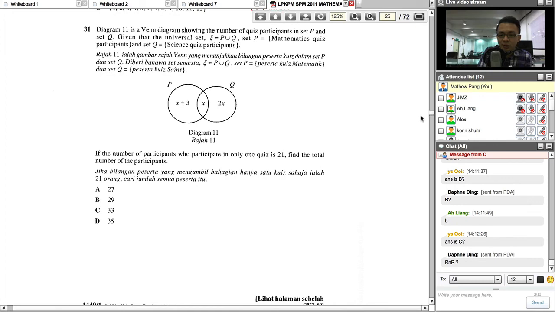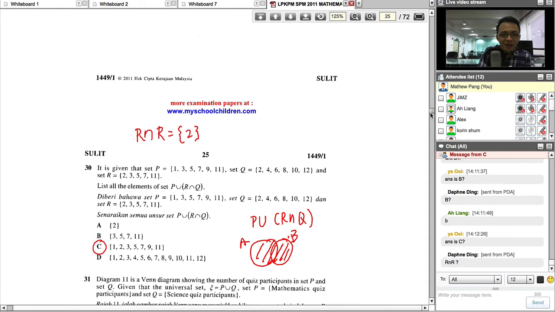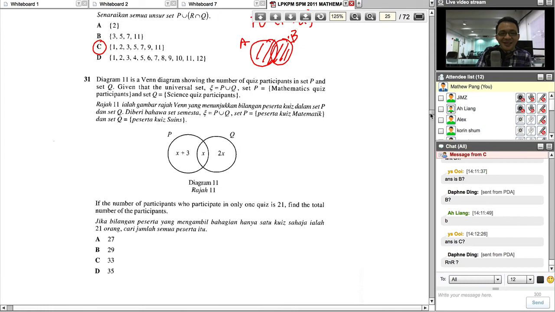So 31, I write R intersect R. Am I right? R intersect R? Sorry, my bad. This is R intersect Q. It's 2, sorry. Okay, 31.